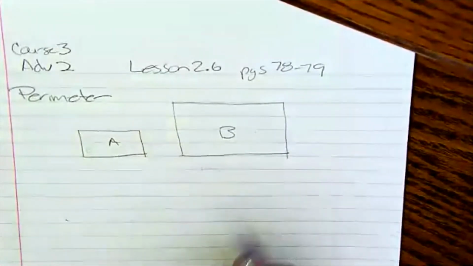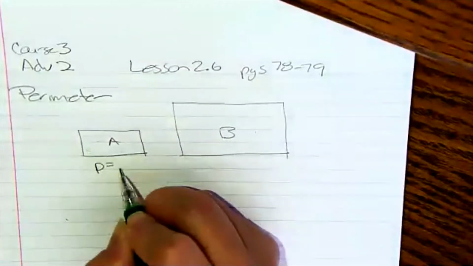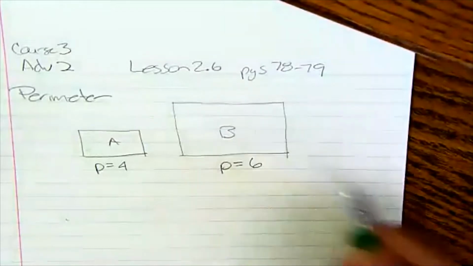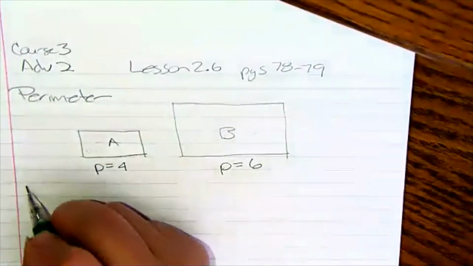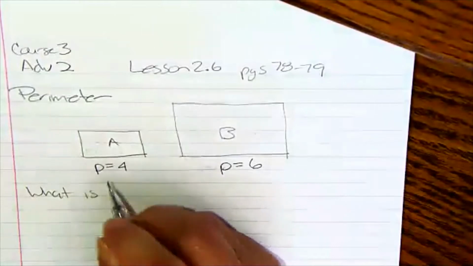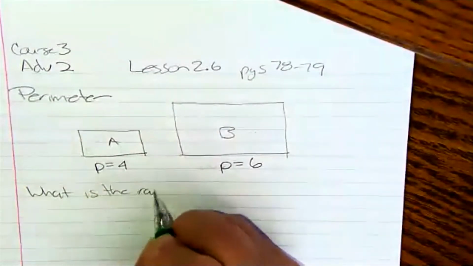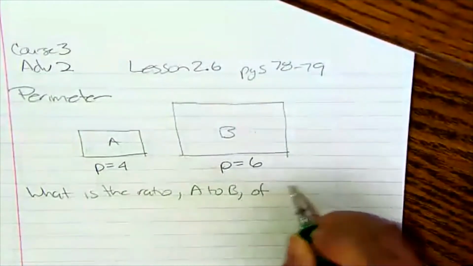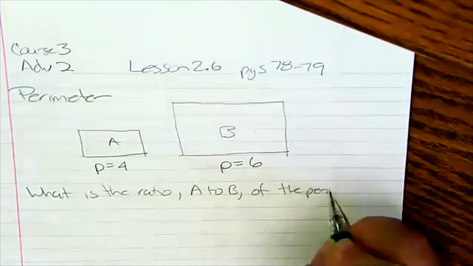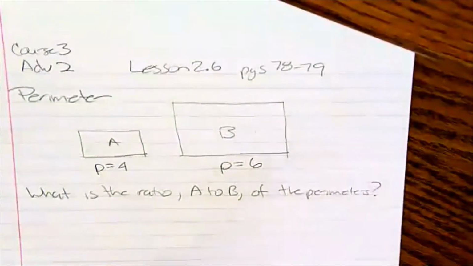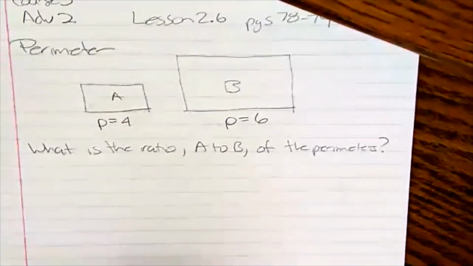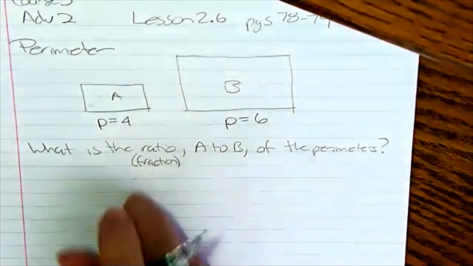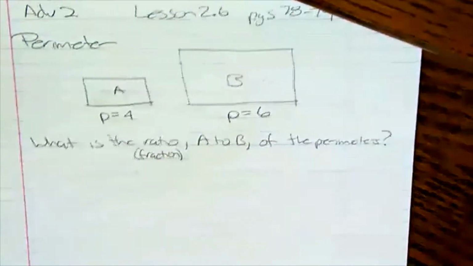We're given two rectangles, and we're told the perimeter of rectangle A is 4, and the perimeter of rectangle B is 6. And we want to know what is the ratio A to B of the perimeters. And remember, a ratio is a fraction. A ratio is a single fraction. Okay?